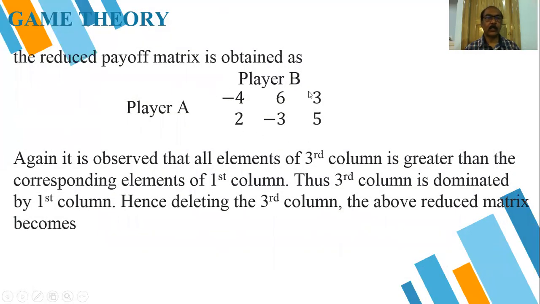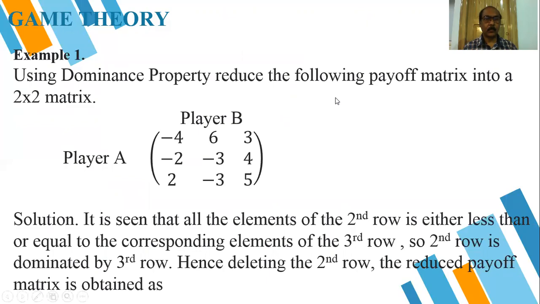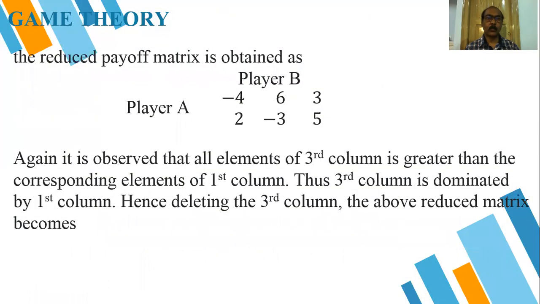Now this reduces to -4, 6, 3 and 2, -3, 5. This is our reduced pair of matrix. Now again we have to check which column is to be deleted, or dominated by which column.